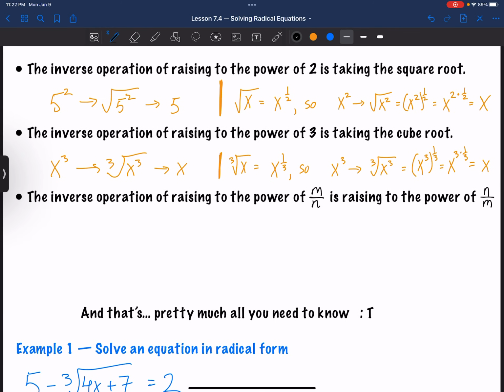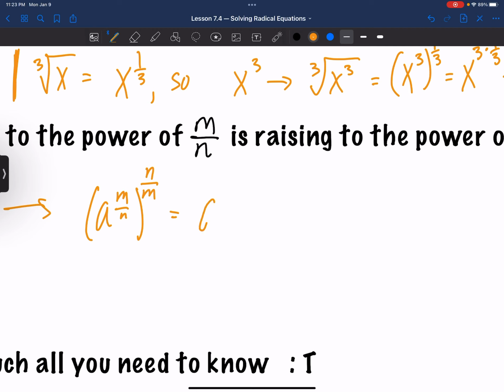So to see how this might work, if I have the nth root of a to the m, I can rewrite this as a to the power of m over n. Now, if I take a to the m over n and raise it to the power of n over m, same idea with those exponent properties, this is m over n times n over m. Those cancel, and I am left with the radicand a.